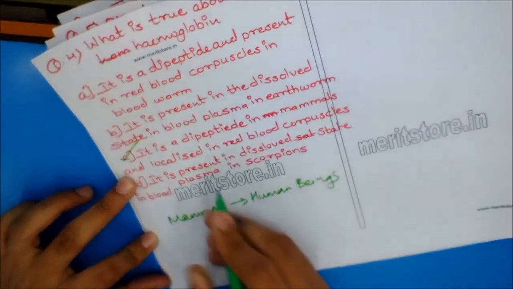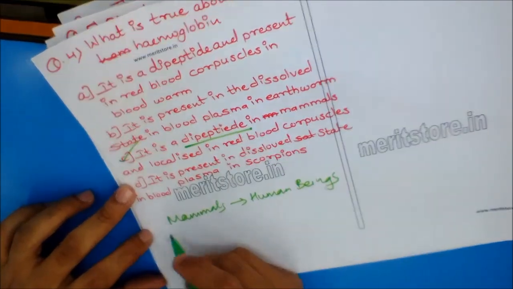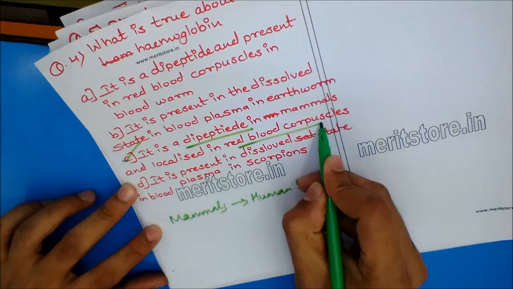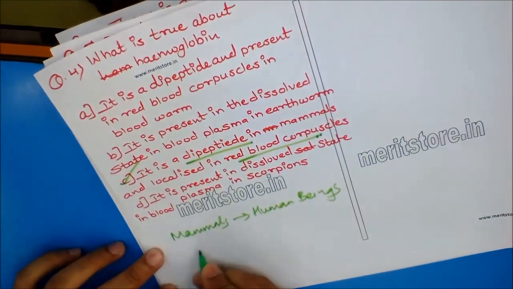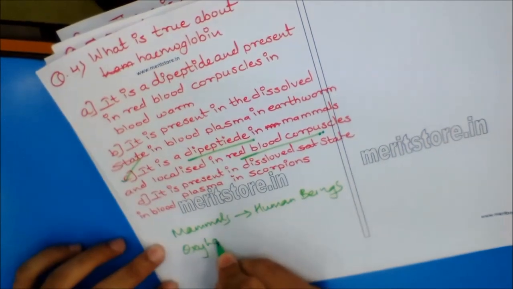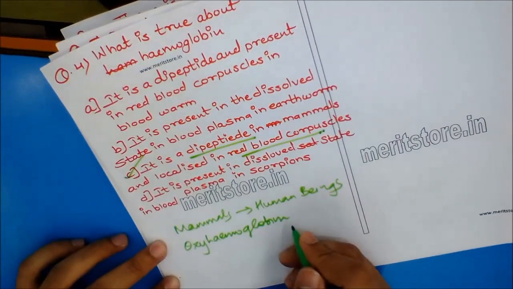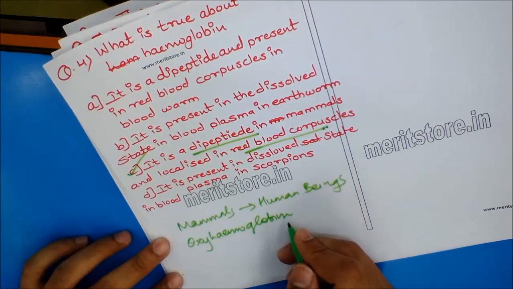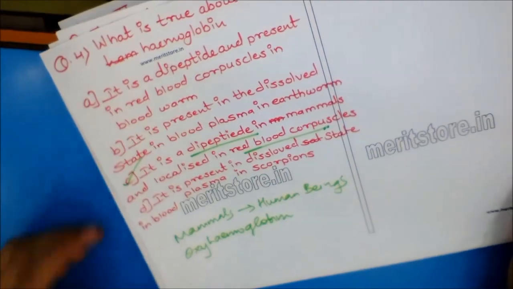Also, it is true that hemoglobin is a dipeptide. Also, we know that hemoglobin is found in the red blood corpuscles to form a complex known as oxyhemoglobin with oxygen, which facilitates the transport of oxygen in the body through the blood. So the answer to this question is option C.